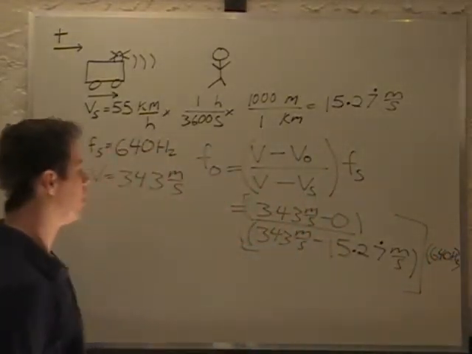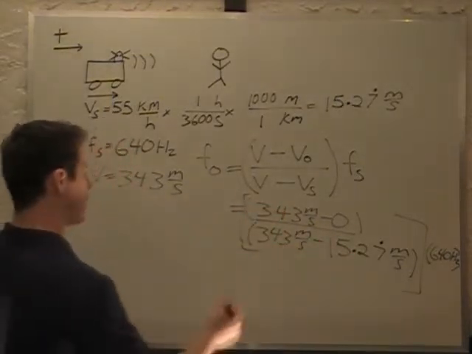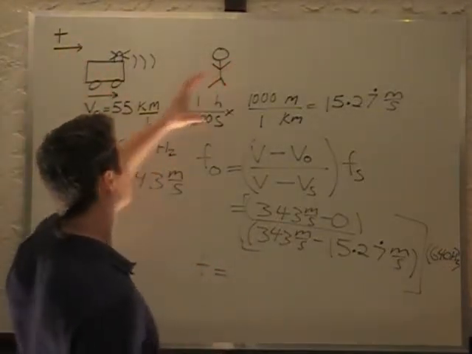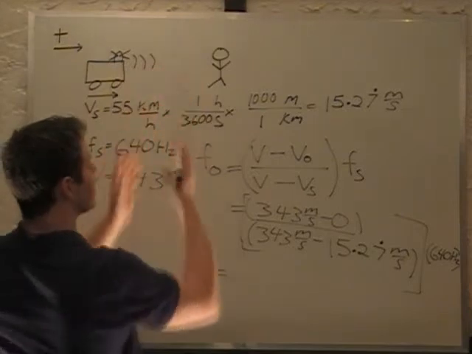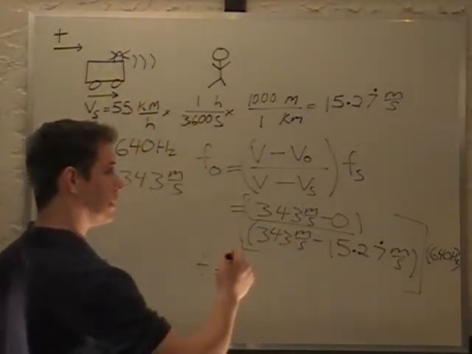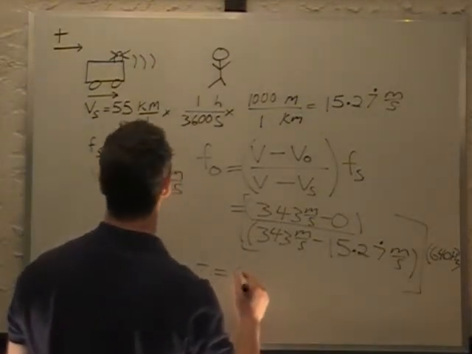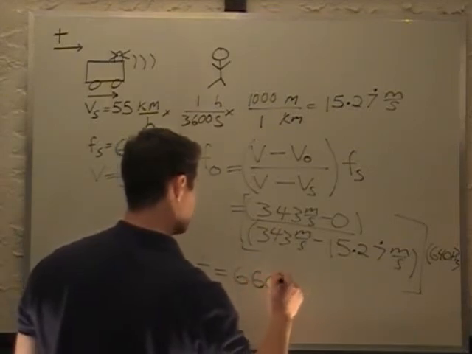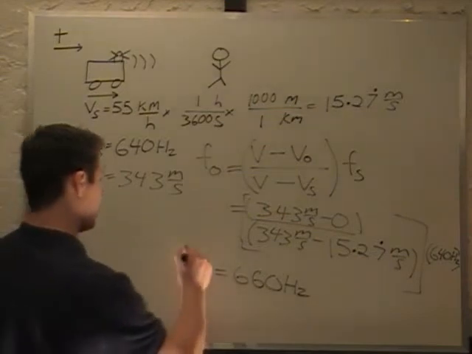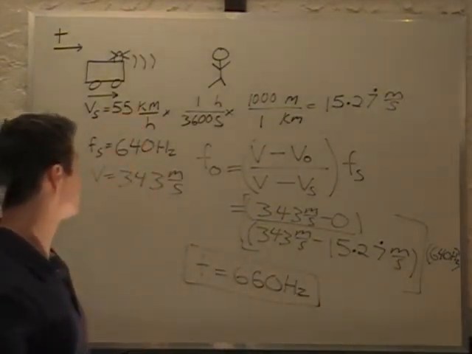Okay, so all we have to do is take 343 divided by this difference here, so we can see that our frequency will go up, which makes sense because this ambulance is moving towards us, so the sound waves will get compressed and closer together, so the frequency goes up. So that gives us a total, our answer is 660 hertz. Now it's 659, but I have to round to 2 significant digits because I only have 2 significant digits in these. That's your final answer.